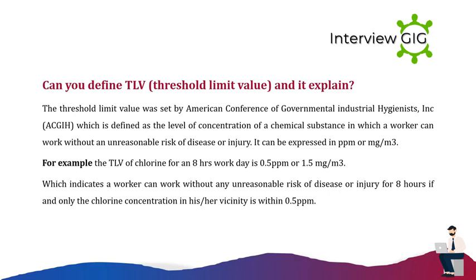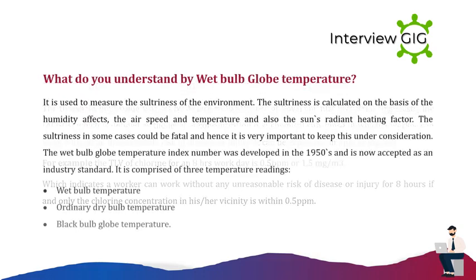For example, the TLV of chlorine for an 8 hours work day is 0.5 ppm or 1.5 milligrams per cubic meter, which indicates a worker can work without any unreasonable risk of disease or injury for 8 hours if and only if the chlorine concentration in his/her vicinity is within 0.5 ppm.